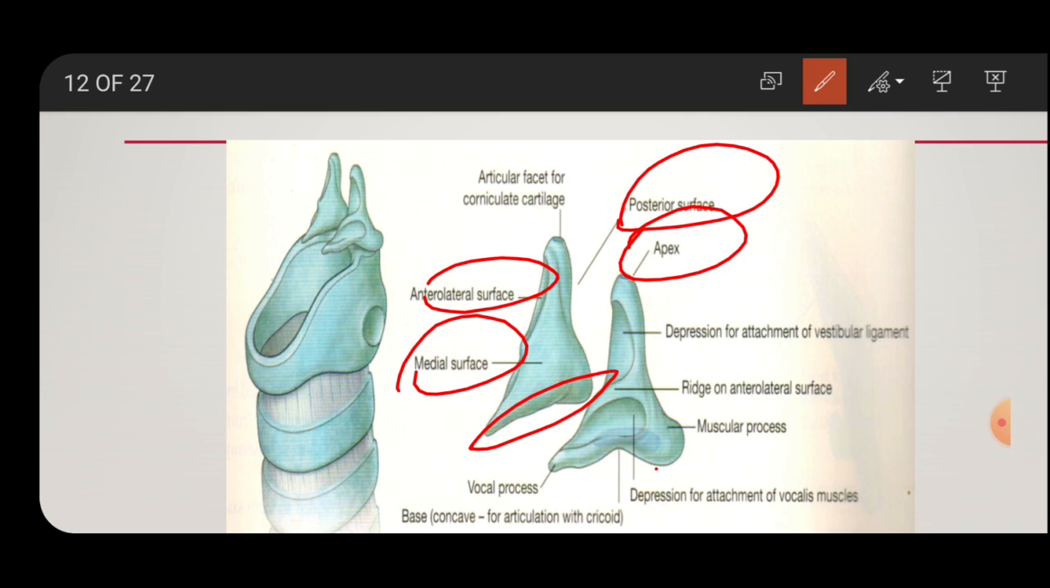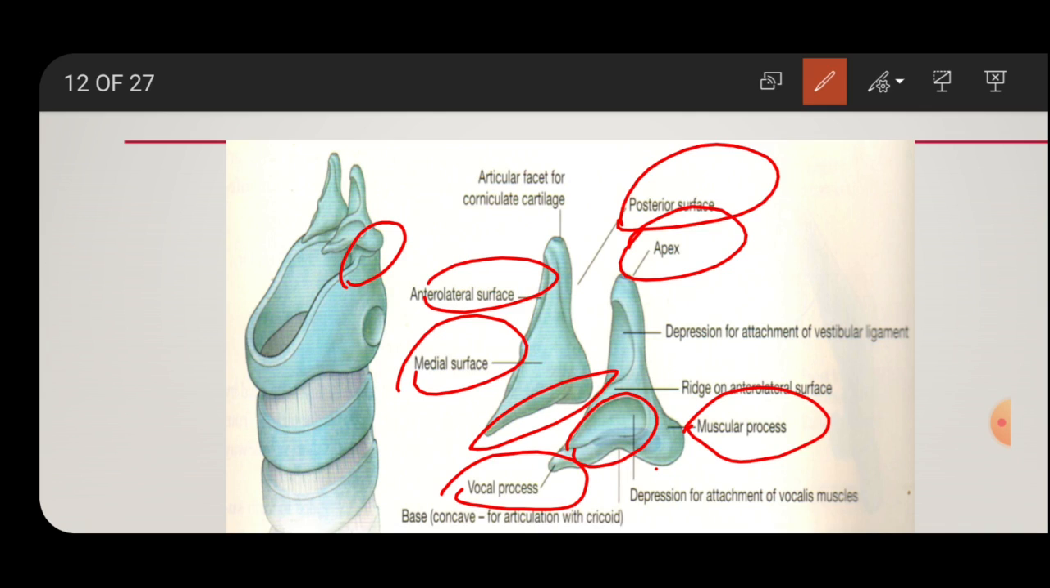When you look at the base, it has a facet. Yes, it has a facet for articulation. This is the facet at the base for articulation with the cricoid. Here you see the articulation of the cricoid with the arytenoid. So the base has a facet which articulates with the upper border of the cricoid lamina, and it has two processes. Yes, one is the muscular process and another is the vocal process.